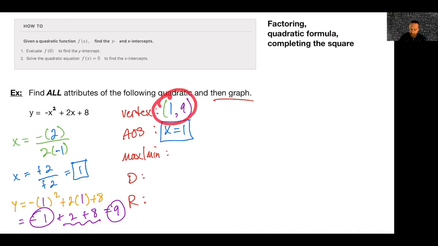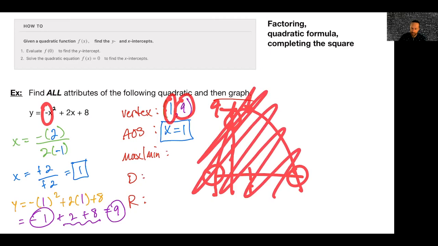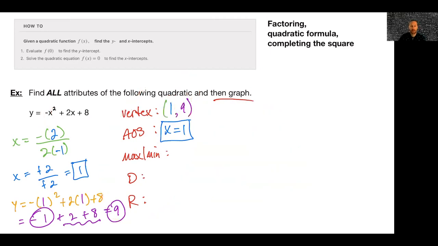So I know I'm going to be shifting the original x squared by going right 1 and up 9 when I go to graph this. And then it's going to be facing in the negative direction. We'll have to find where that hits on our x and y axis in a minute. But for now, I want to show you, you don't need your graph to answer all of this stuff.